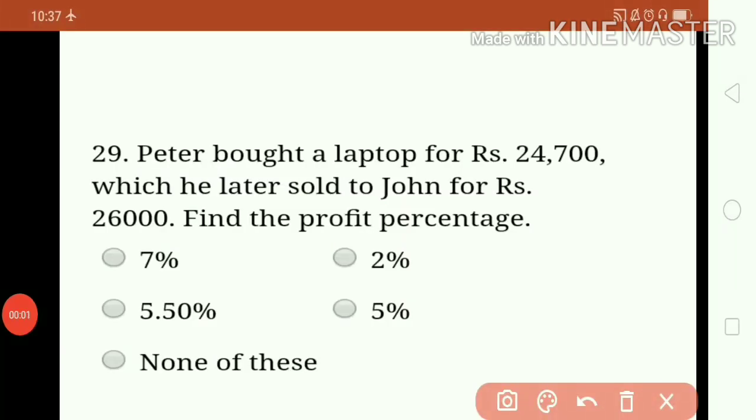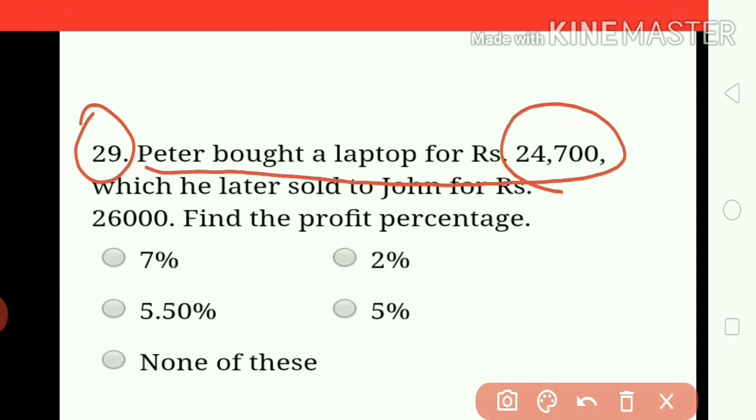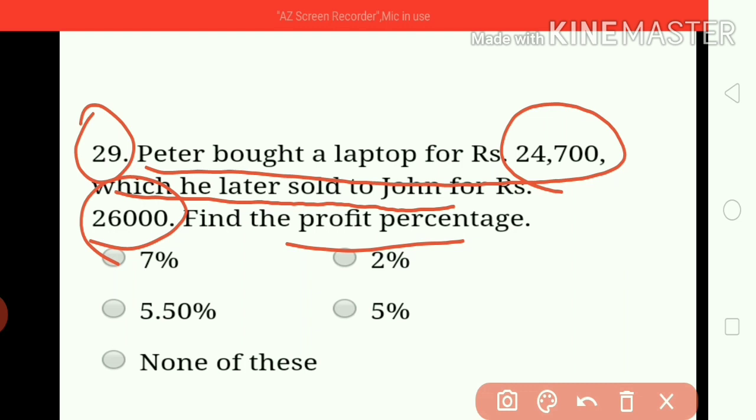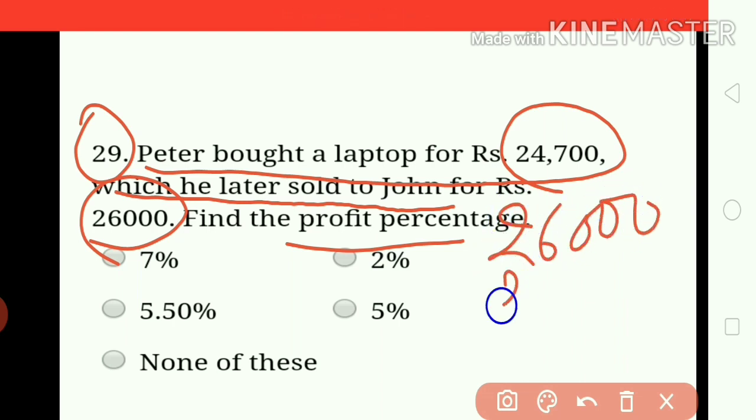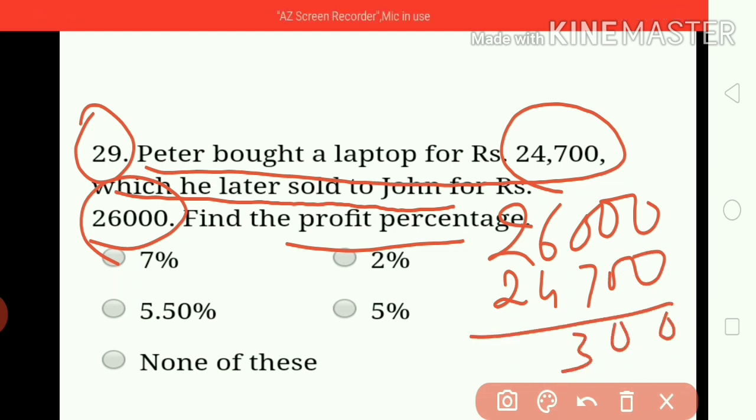Come to question number 29. Here we have given Peter bought a laptop for rupees 24,700 and which he later sold to John at 26,000. Find the profit. So at first we have to subtract the cost price from selling price to find the profit. So let us subtract and you will get 1300. Now convert it into percentage.